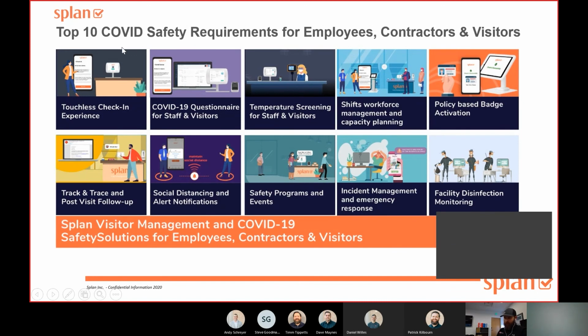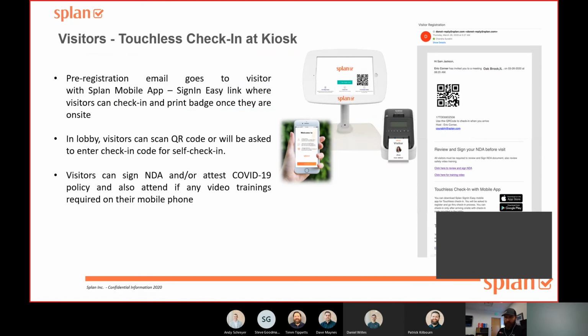So now I'm going to drop down into some of the details of each of these. The first is the visitor touchless check-in. This works very nicely in that in the lobby, you will have posted a QR code. Now, if somebody received a pre-registration email, they would have a link to a mobile app. They can use the mobile app, or they can simply use the browser on their phone. So, similar to an airline app, I travel a lot on United, so I use the United airline app.